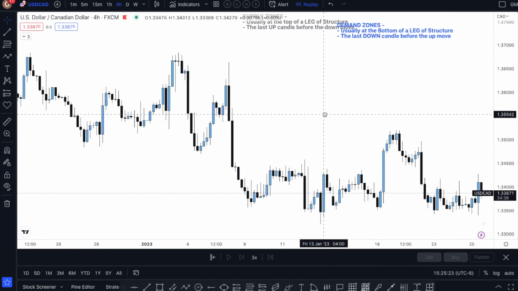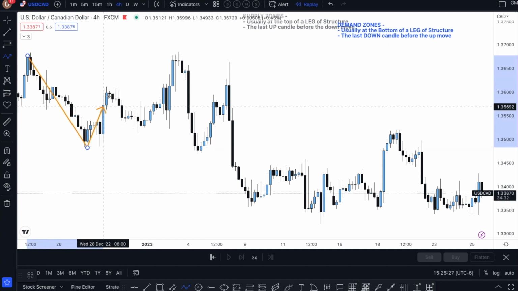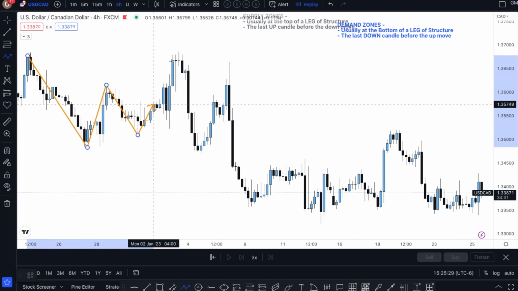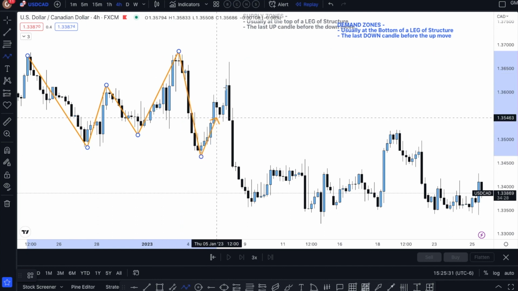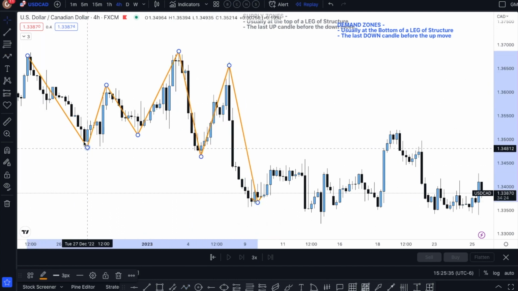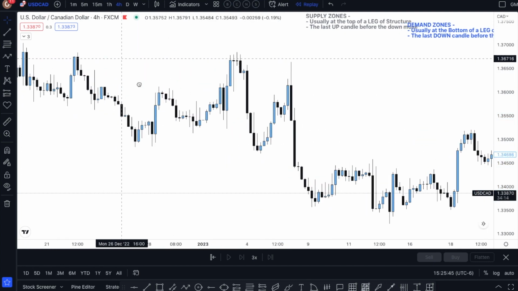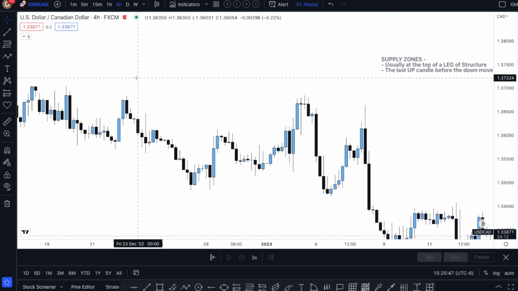So if we're looking at these legs of structure here, as you can see, these peaks and valleys, each big move like this is considered a leg. This here is a leg. These are legs of structure, okay? And supply and demand zones usually happen at the peaks and valleys of the legs.